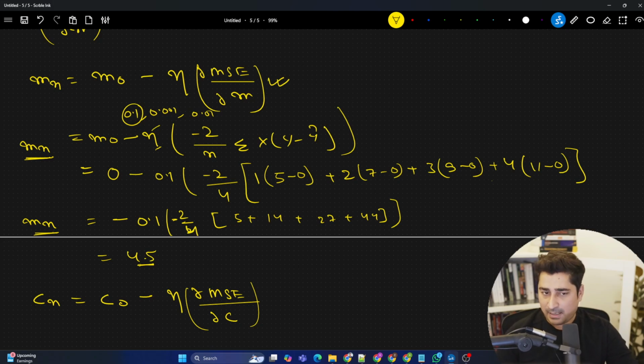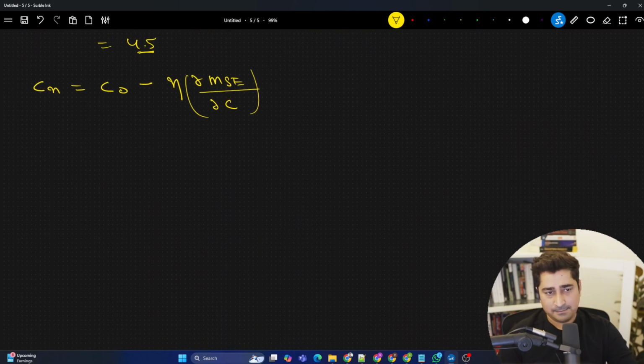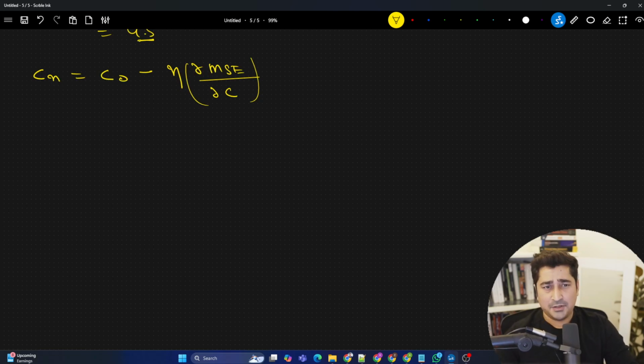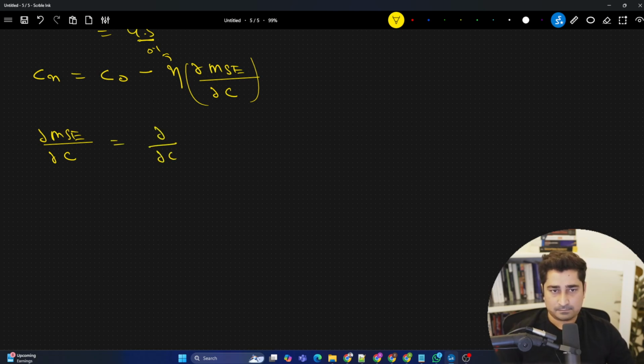Now new value of m I'm able to find out. Okay, fine. Now we have to find out a new value of c as well. And this is the equation. So with the help of this equation, I know old value of c. Eta is equal to 0.1, I'm going to consider, same as before. And we have to find out basically this one, right?